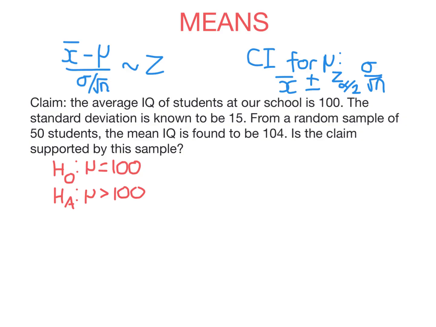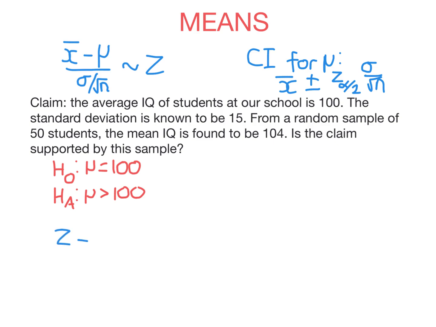So we always start by listing our null and alternative hypothesis. The null hypothesis is that the claim is true, and then we're going to see if there's sufficient evidence to basically overturn this. So this quantity here is called our test statistic. We will denote it with a small z.